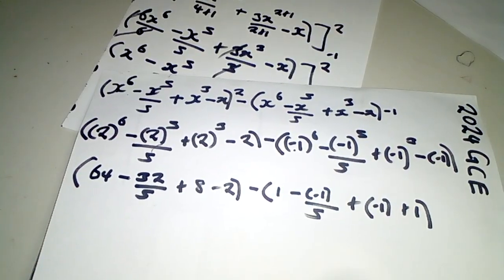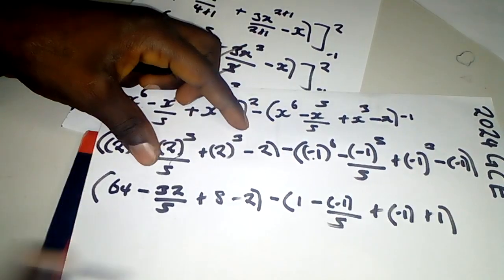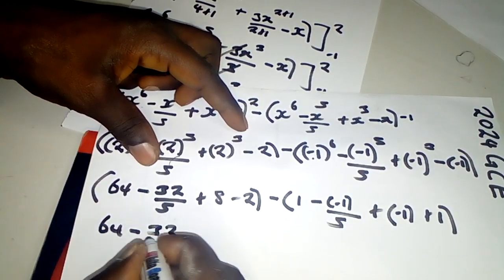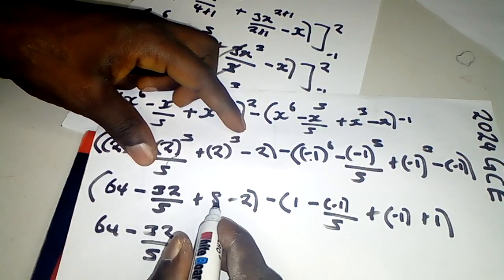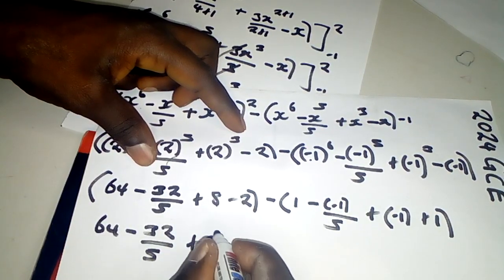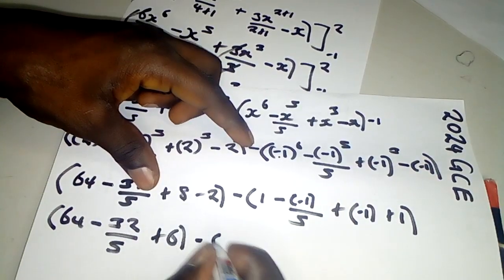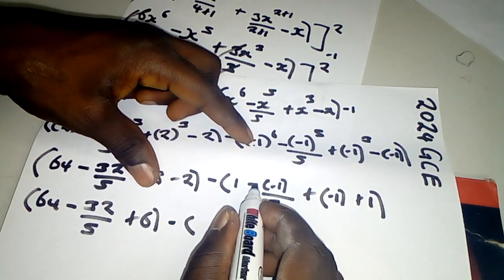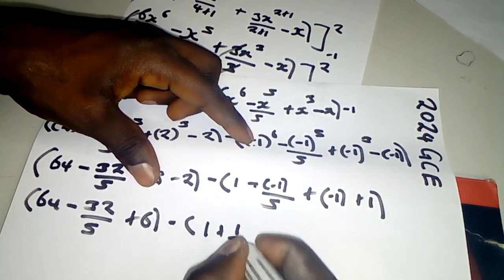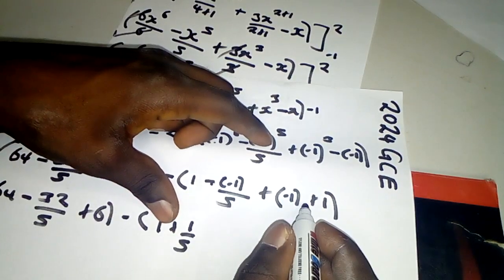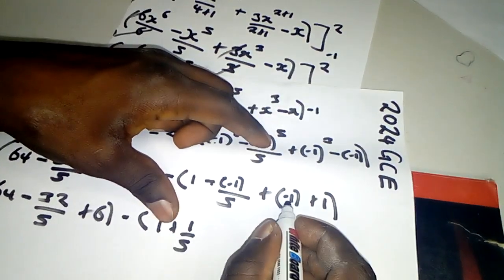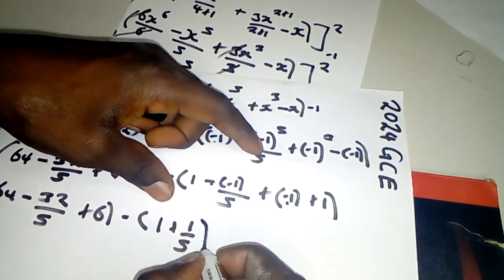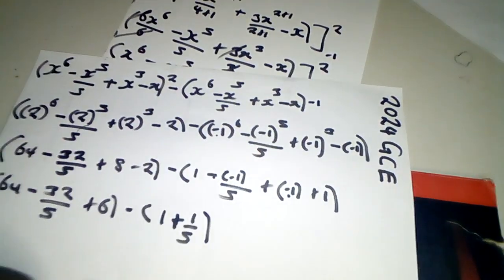Now we can begin to simplify things here. So here 64 minus 32 over 5, 8 minus 2 will get 6. So we put this in brackets, minus open brackets, 1 minus negative 1 over 5. Here negative times negative will get a positive, so 1 over 5. This side here, we know that negative 1 plus positive 1 will get a 0, so we forget about this and remain with this.